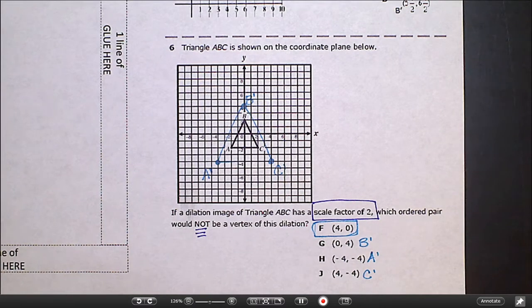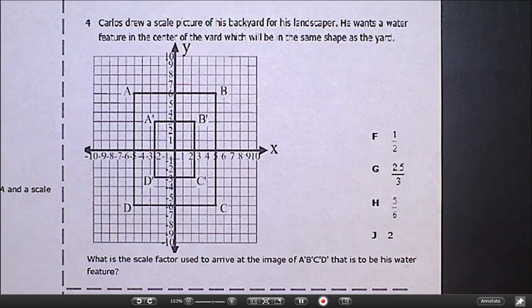So based on what we have just done, I'd like for you to do number 7 on your own. Then please bring it to me so that you can get a stamp for number 7 before you continue with the video. Now that you have a stamp for number 7, let's look at number 4 together.